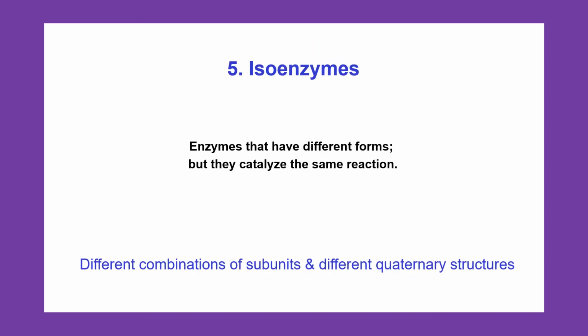Another type of regulation of enzyme activity occurs when the same enzyme appears in different forms in different tissues. These different forms of the same enzyme are called isoenzymes. Isoenzymes perform the same function but have different combinations of subunits and thus different quaternary structures.